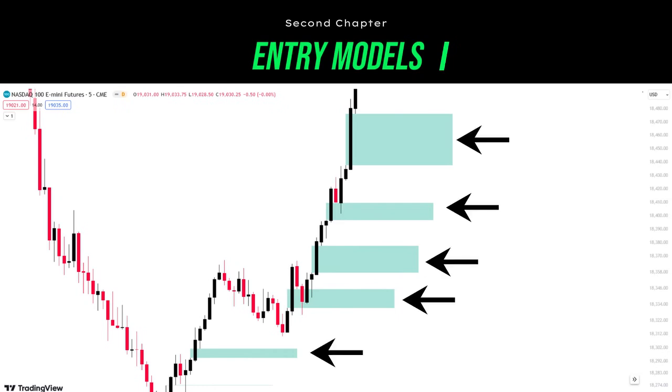These are all fair value gaps. The first one, from the lowest point, didn't get filled. The second one from above got broken down. The third one also didn't get filled. It's only the fourth fair value gap that got respected.